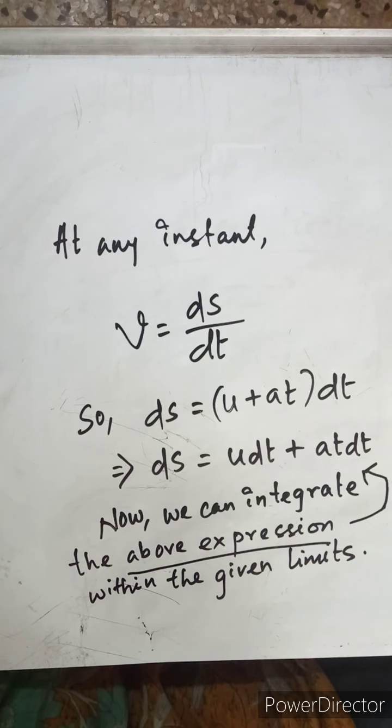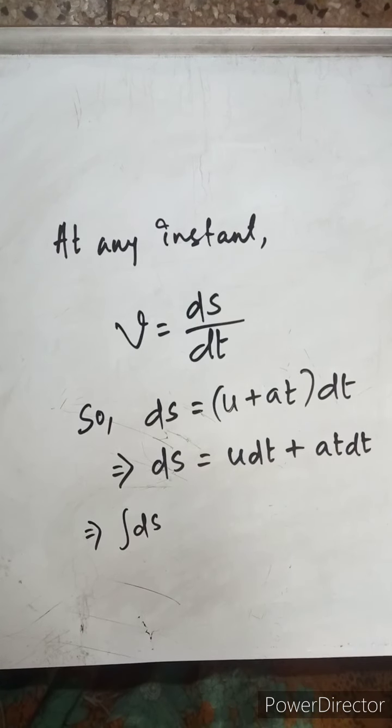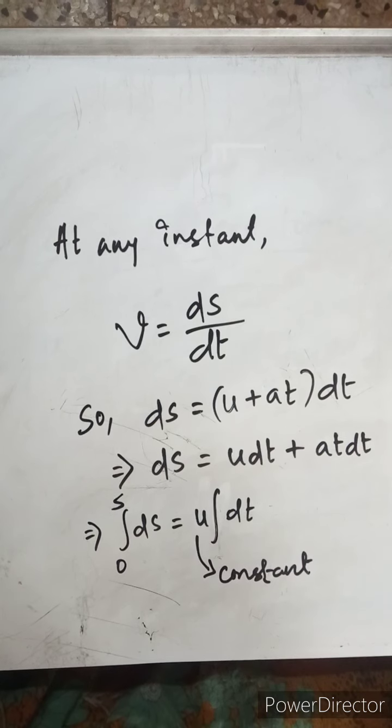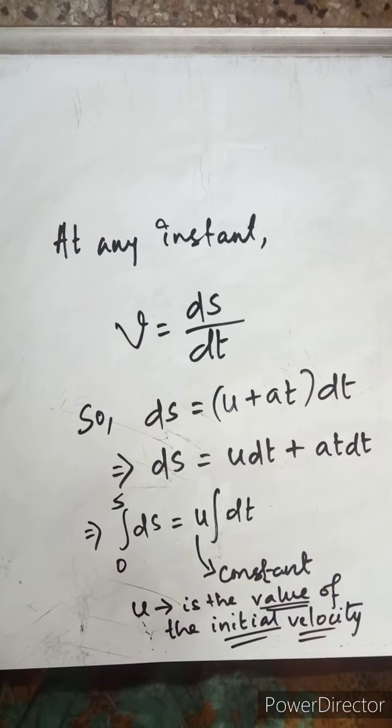Now we can integrate the above expression that we have obtained within the given limits. Now what are the limits that we have got? We'll be integrating ds. ds will be integrated from 0 to s. Remember, the position changes from 0 to the final position s, and in u dt, because u is a constant, it stays outside. Now how is u a constant? Because u is the initial value of the initial velocity, right? So the value does not change.